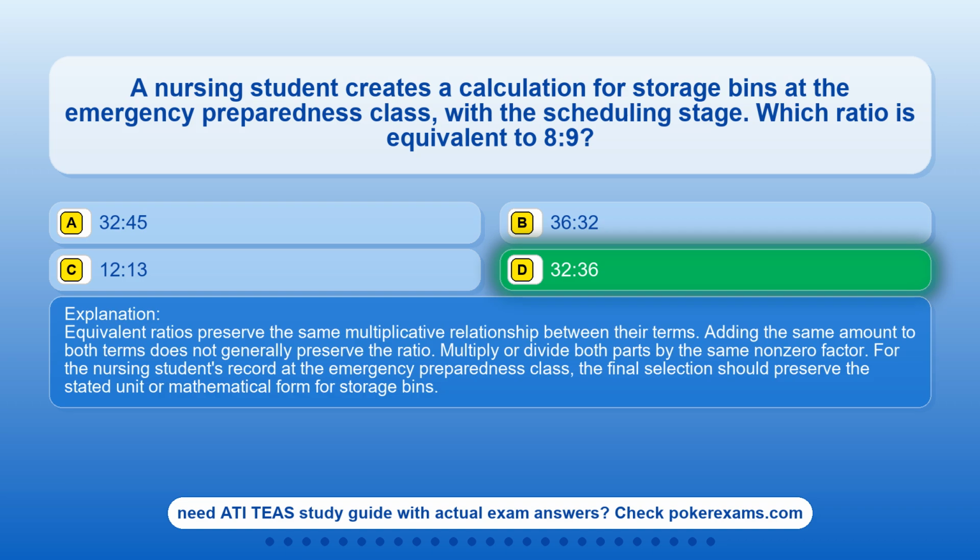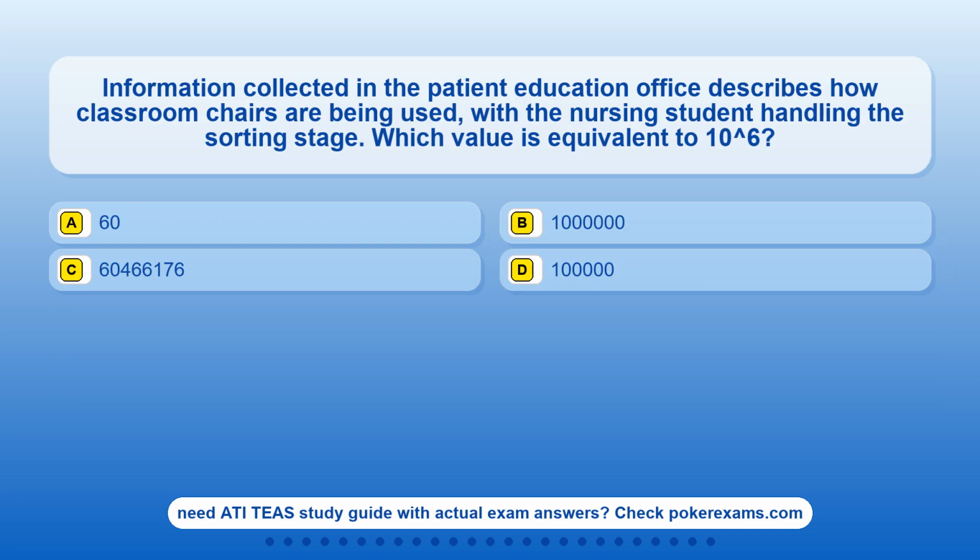Equivalent ratios preserve the same multiplicative relationship between their terms. Adding the same amount to both terms does not generally preserve the ratio. Multiply or divide both parts by the same non-zero factor. For the nursing student's record at the emergency preparedness class, the final selection should preserve the stated unit or mathematical form for storage bins.